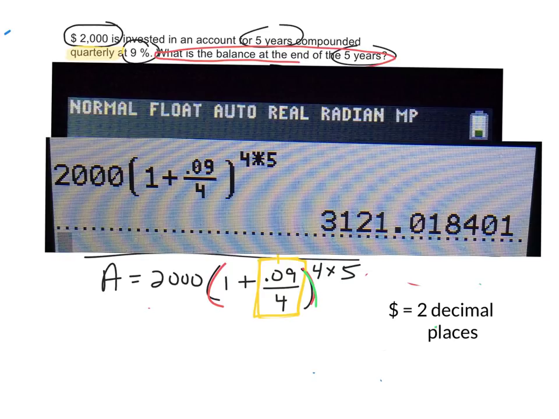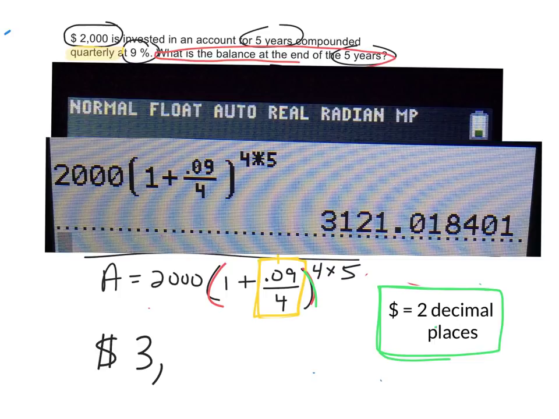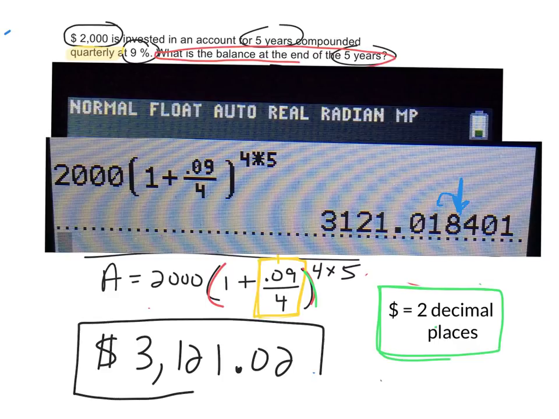Now, when you're dealing with money, you're always going to round to 2 decimal places for dollars and cents. So here we're going to have $3,121. And to 2 decimal places, we look at the third number, which is 8. That's going to kick that 1 up to 2. So here the balance turns out to be $3,121.02. So you deposit $2,000 in the bank. After 5 years, your $2,000 is now up to $3,121.02. So that's how we use interest formula number 1.